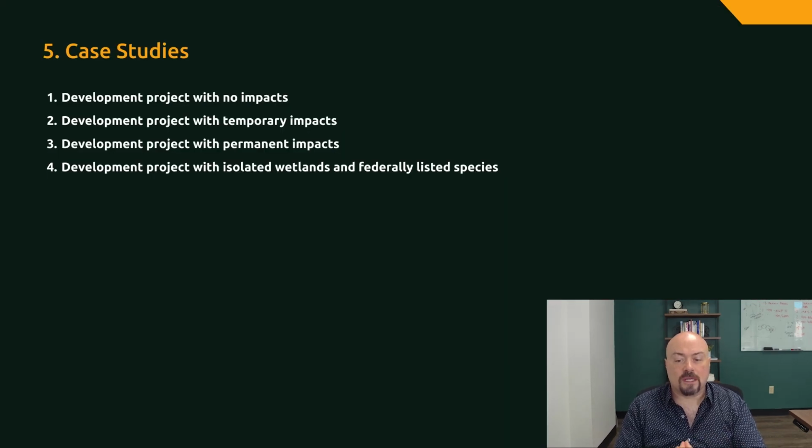Now we're going to move on to some case studies that we have put together for you to give some examples of how these permits are put into action. I have included a project with no wetland impacts, one with temporary impacts, one with permanent impacts, and then one that has no federal wetlands at all, but does have federally listed species.